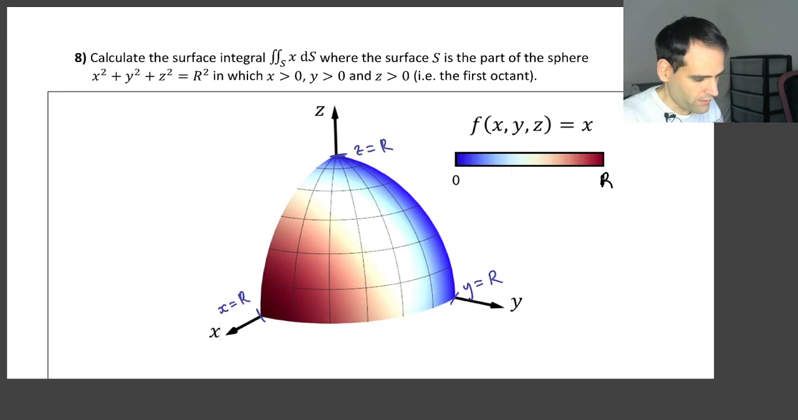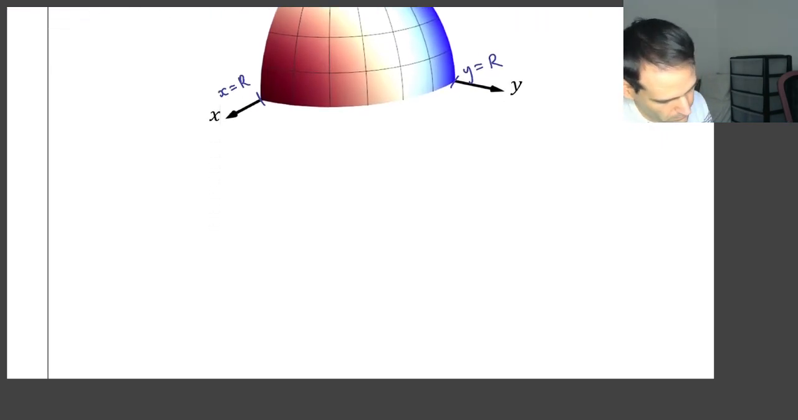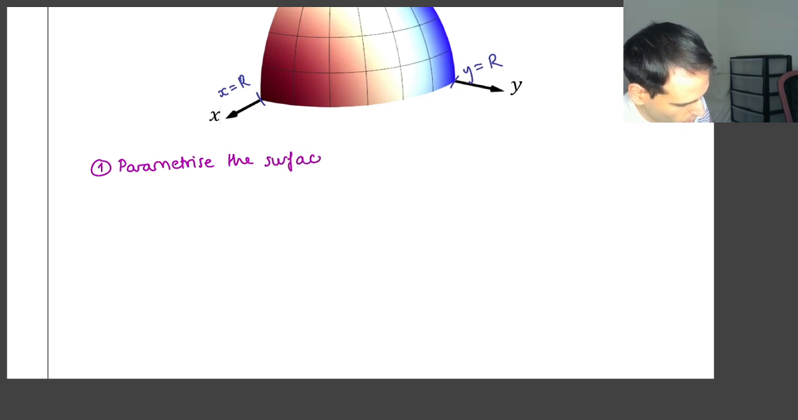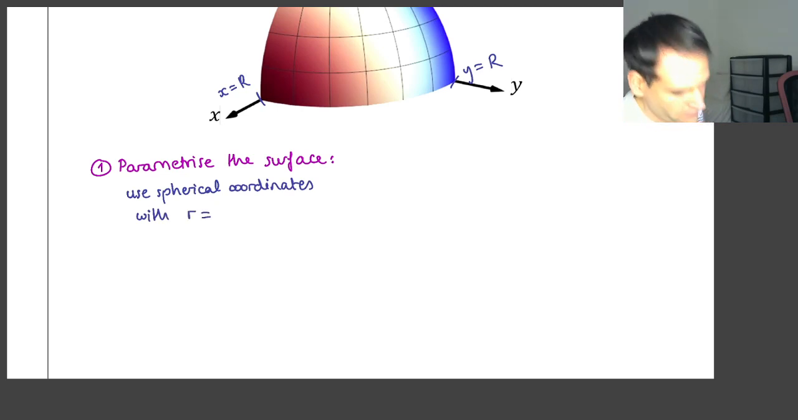So let's do the calculation and let's follow the steps in the recipe. The first step was to parameterize the surface. So in order to parameterize the surface, we are going to use spherical coordinates. But we are going to fix the radius. So we are using r, which is the radial coordinate. We are going to fix it to capital R, which is a constant.